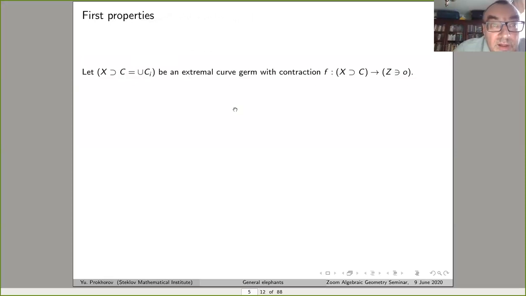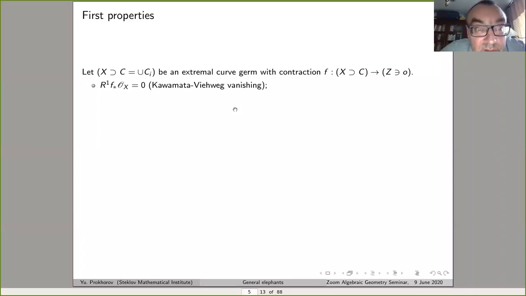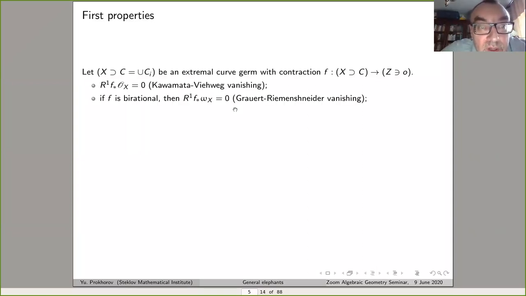Okay, this covers the first properties of extremal curve germs. Then from the relative Kawamata-Viehweg vanishing, we have vanishing of R1 f lower star O. If f is birational, then we have this vanishing by Grauert-Riemenschneider. In the Q-conic bundle case, of course, we cannot have this, but we have some replacement like this, in the case where the base is smooth.